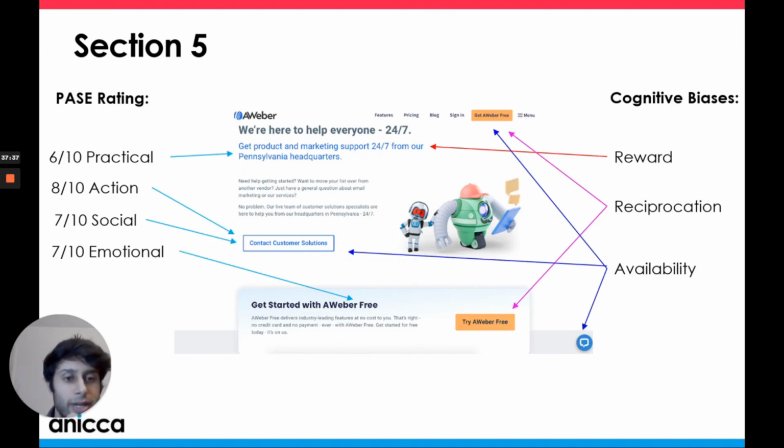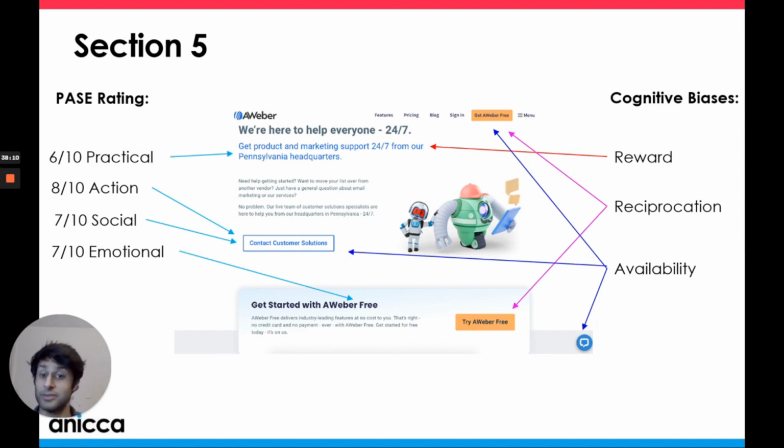So the cognitive biases, you have reward, which is in front of you. You've got 24/7 support. You have reciprocation, try for free. You have availability, the same call to actions there. The PASE rating is practical 6 because you've got some more information. You've got extra information. Action is contact customer. So in this call to action, contact customer solution.